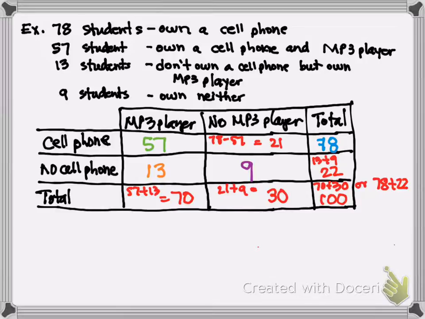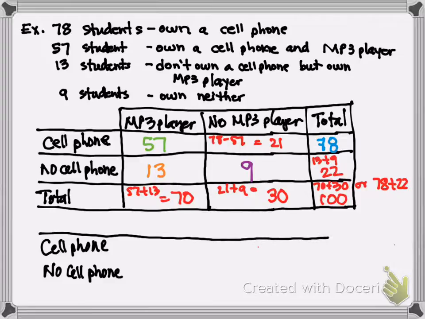Okay, now, what we're going to do is take this chart and we're going to do relative frequencies. Okay, relative frequency. So I want you to see how this works. So we're going to take all the same data and we're going to create a relative frequency table. So we have cell phone. We have no cell phone. Notice I'm not going to put a total in here. I'm going to use the data from above. We're going to have MP3 player. No MP3 player.